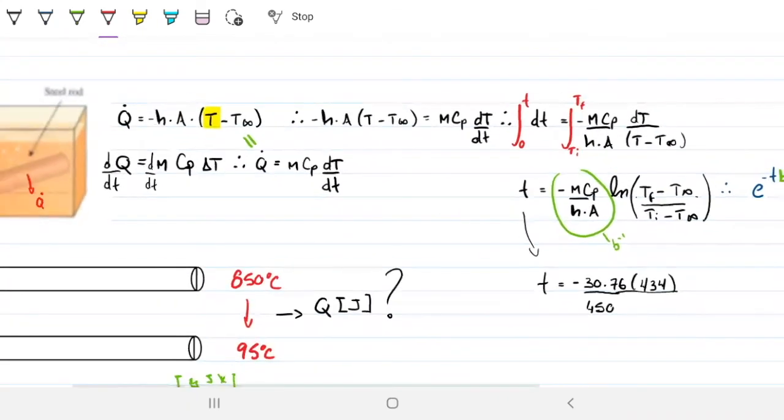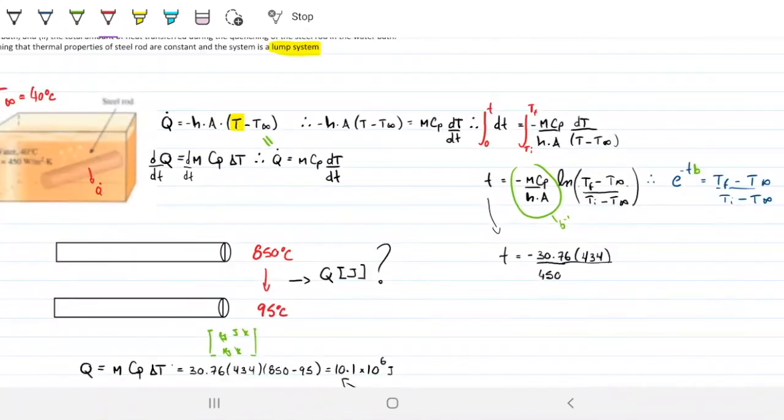Back to my question, guys. Which area is this? The area of the rod, right? So the surface area of the rod, which in this case is going to be what?